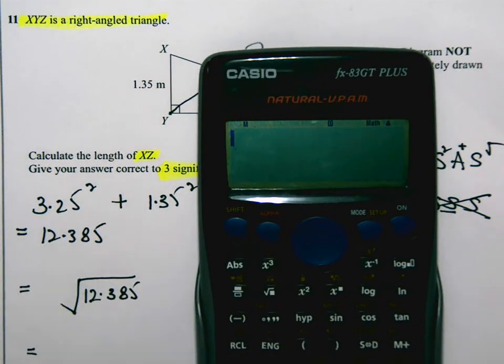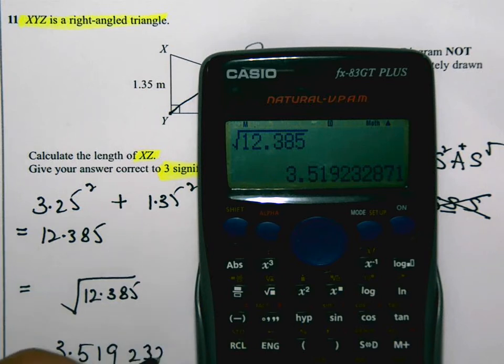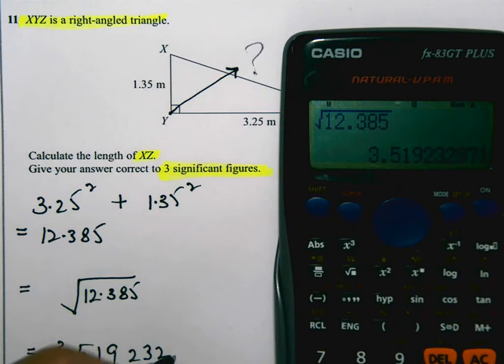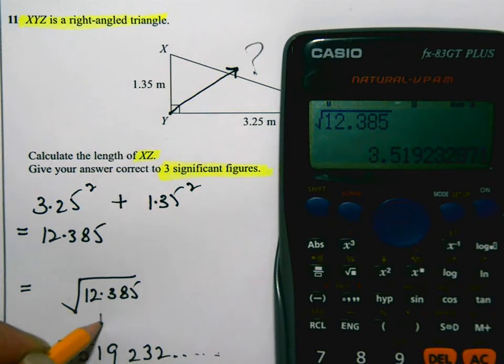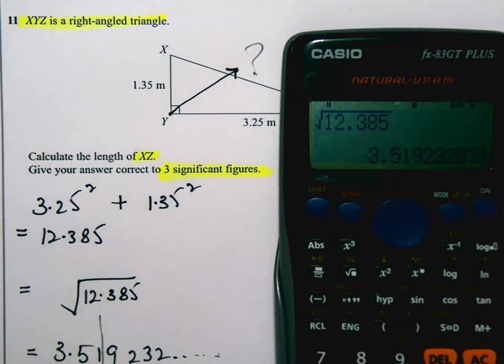Square root of 12.385 equals 3.51923228. Well, it carries on. But the question wants me to write my answer to 3 significant figures. So I'm going to count from the front for significant figures: 1, 2, 3, and then we're going to cut it off at that point there.